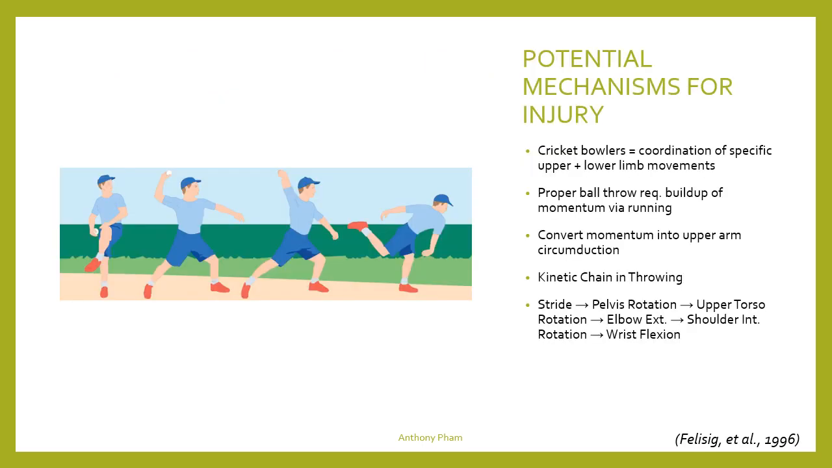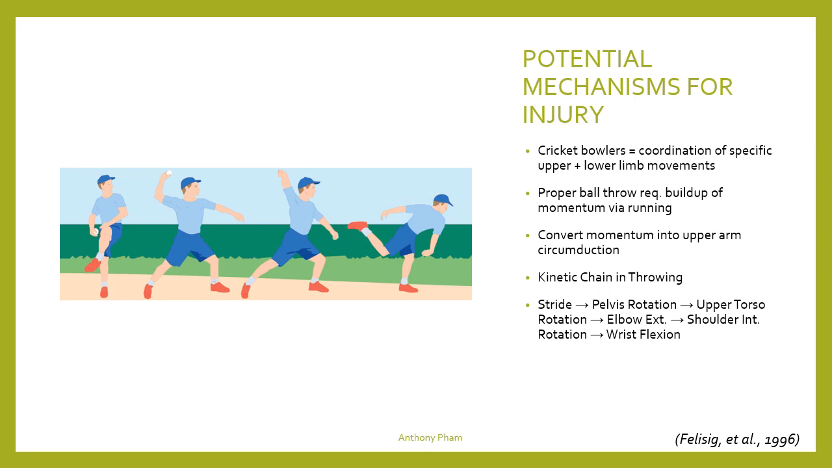With the information provided so far, we proceeded to review the current literature surrounding cricket bowling in order to identify potential catalysts for Mr. B's injury. A quick analysis of the biomechanics within overhead bowling was conducted. A research article revealed that during cricket, bowlers are required to coordinate specific upper and lower limb movements in order to properly bowl towards their desired targets. Simply put, cricket bowling involves building up momentum by running towards the throwing line and converting said momentum into circumduction of the arm for effective ball delivery.